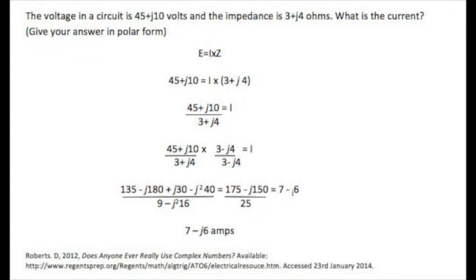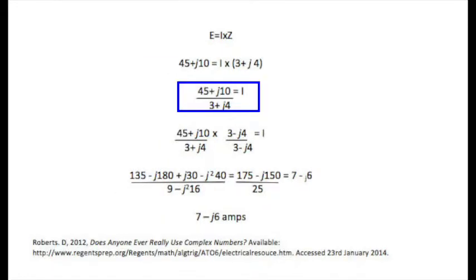We are given the voltage and impedance in rectangular form and are asked to find the current in polar form. The formula for voltage is equal to current times impedance. Substituting the values from the question, we have (45 + j10) divided by (3 + j4) is equal to current. Transposing, we are left with this equation here.